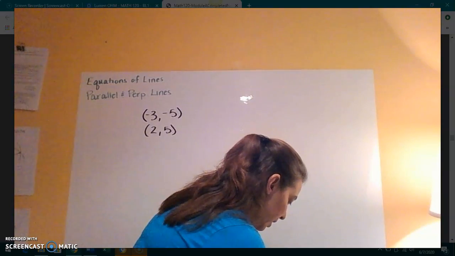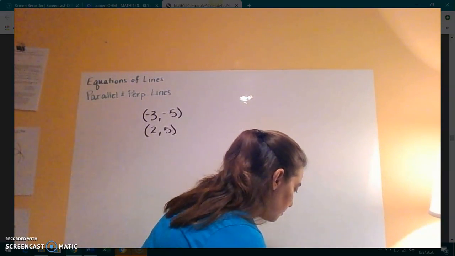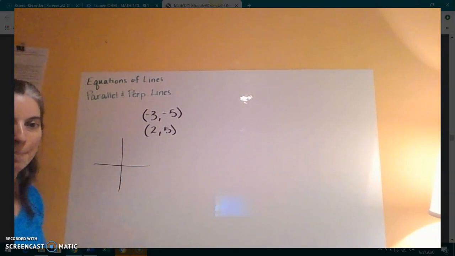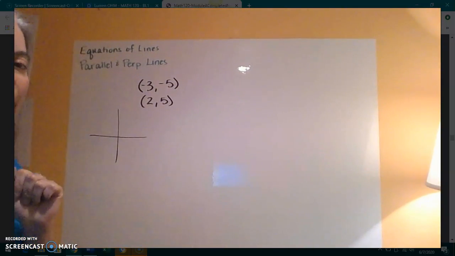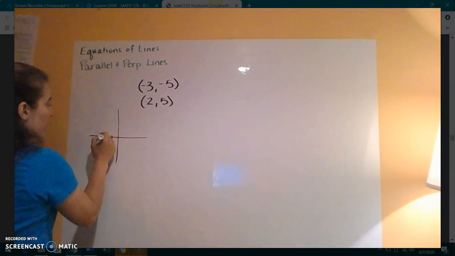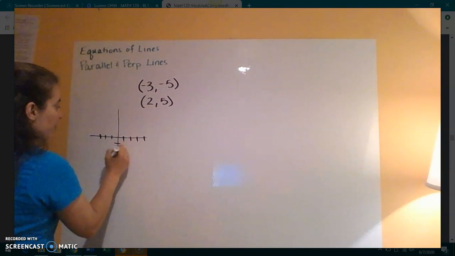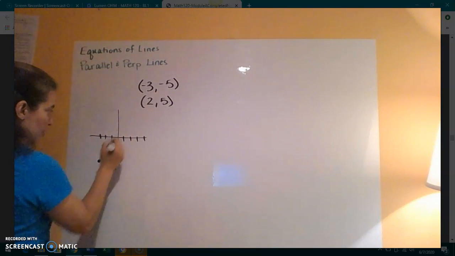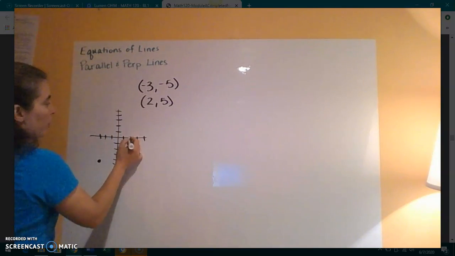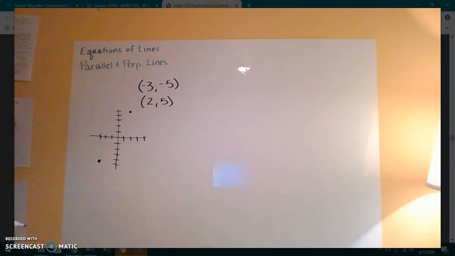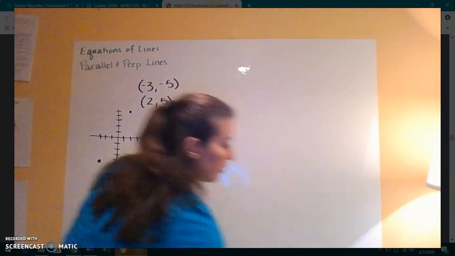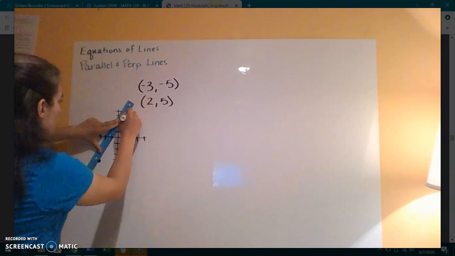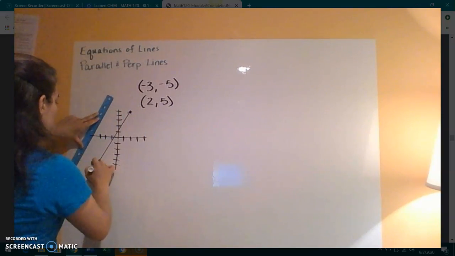Okay, so basically what's happening here is we don't have a graph, a picture to look at. But what it's saying is there's a line that goes through the points negative 3, negative 5. So just as a very rough sketch, negative 3, negative 5, here's one point, and through the point 2, positive 5. So then we have a line that goes through those 2 points. Okay, so here's my line.